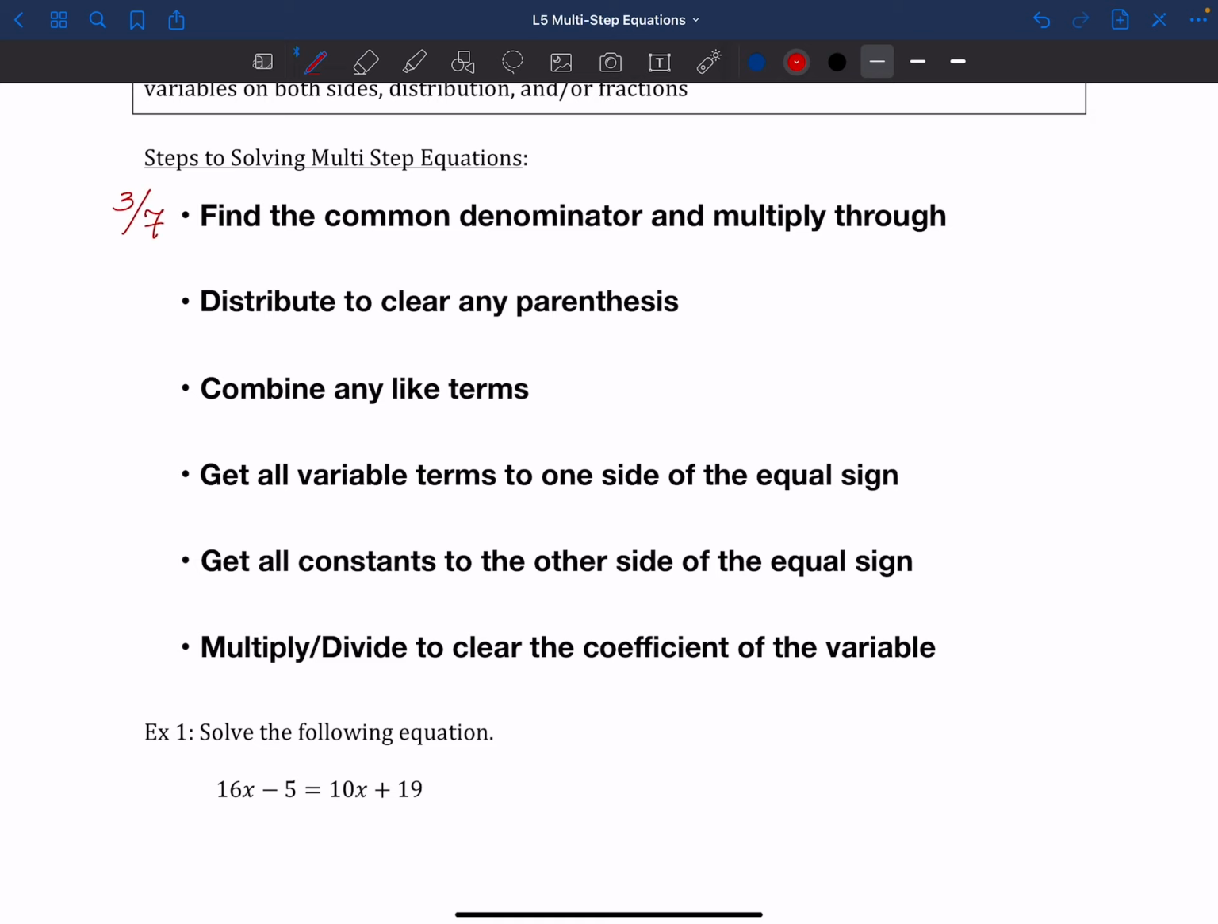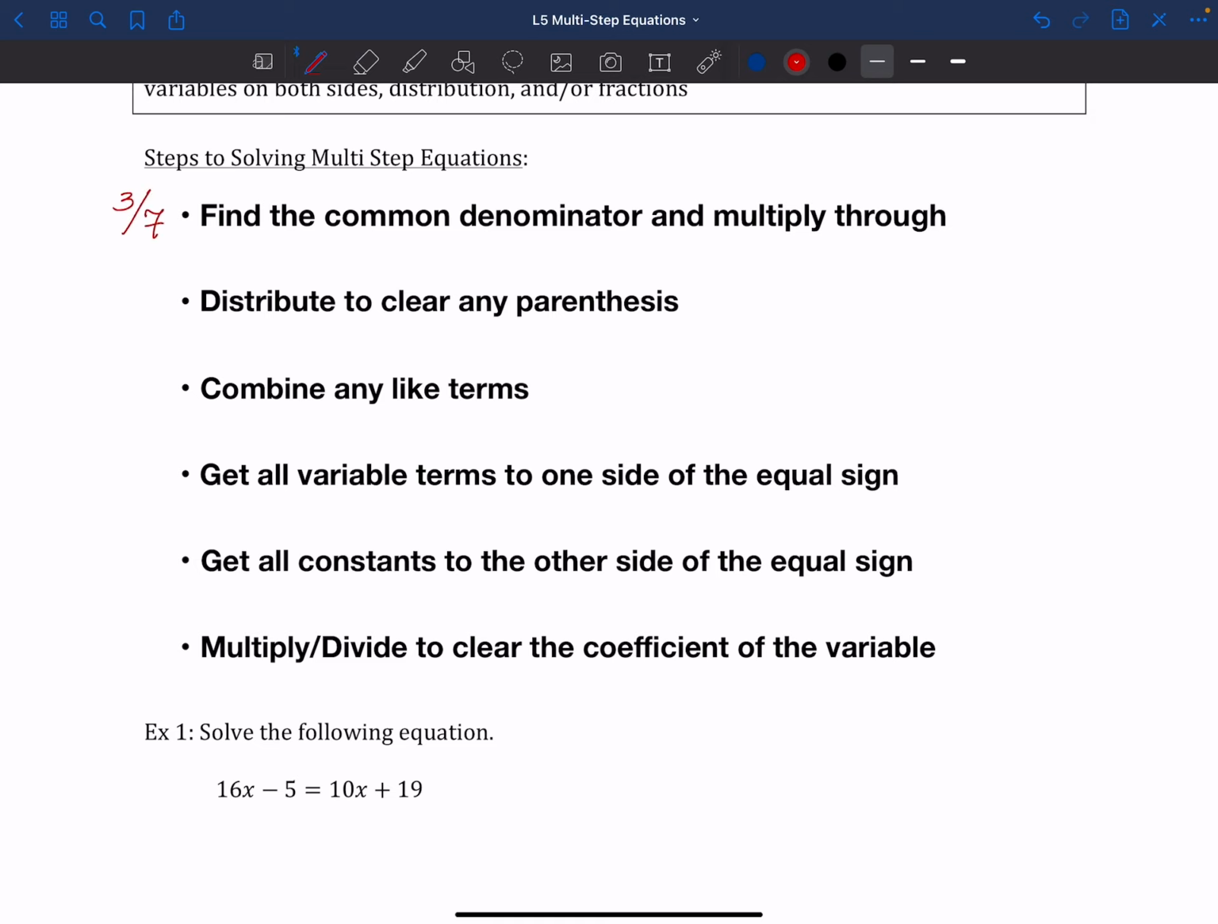After that, I need to get all of my variable terms to one side of the equal sign, right? And the way we're going to do that is either by adding or subtracting to move them around, right? Then we're going to move around the constants, right? We're going to get all of our constants to the other side of the equal sign, again, by adding or subtracting, right? It's really important that your variables end up on one side, your constants end up on the other, right? Because this last step, we are either going to multiply or divide to clear the coefficient of the variable, right? So our coefficient, remember, is the number that's in front of a variable, so it's like 5x, which really does mean 5 times x is going on there, right? So we're going to clear that coefficient, and then we're good.